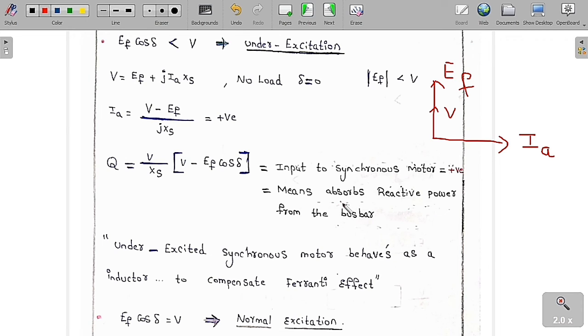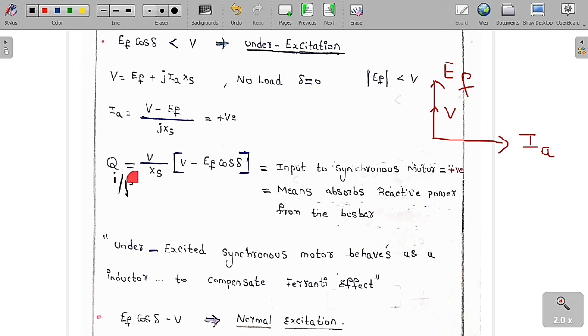This point also I have already told you. So finally, I can say that the synchronous motor at over excitation is going to act at a leading power factor. Therefore, it is going to generate reactive power to the bus bar. Whereas at under excitation, it is going to act at a lagging power factor. Therefore, it is going to accept the reactive power, acting like an inductive load, and it is used for compensating the Ferranti effect.